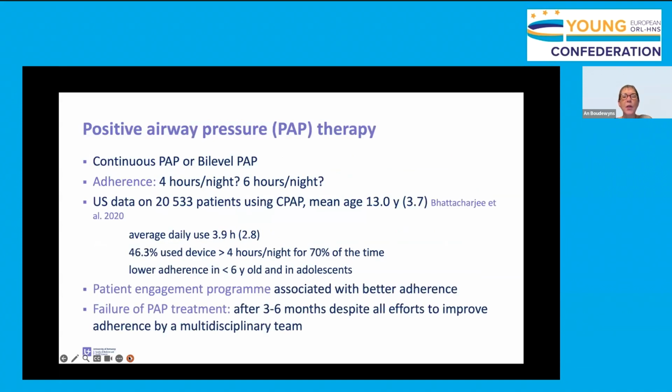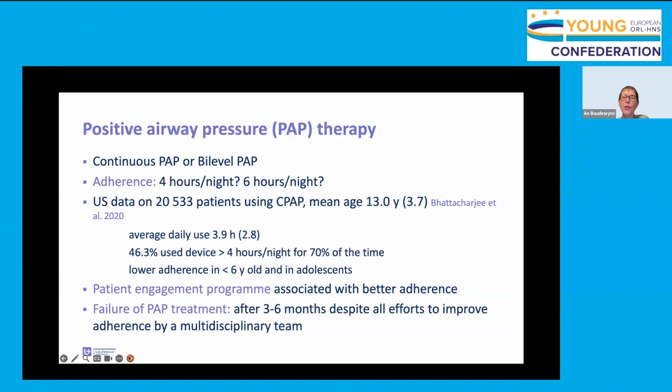CPAP therapy is certainly something that we need to consider in children with persistent disease, and this can be CPAP or bilevel BPAP. Here the discussion is, what is good treatment adherence? And in adults, usually one says that treatment adherence is good when the patient uses the device 4 hours per night. It's clear that in children who overall sleep much longer than adults, 4 hours is not enough. So 6 hours or maybe 8 hours might be needed, depending on the age of the child.